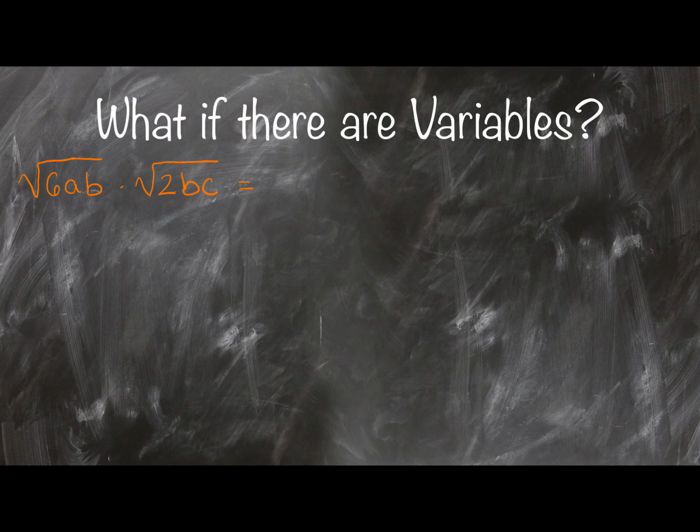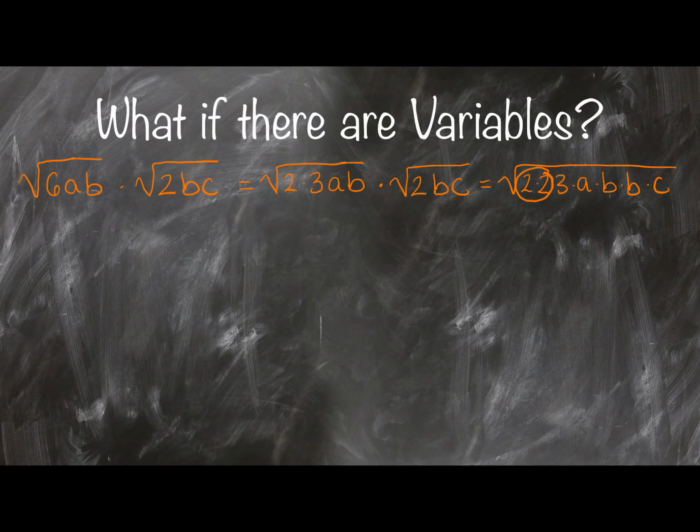Well, let's go ahead and make sure we have our prime factorizations. Now, prime factorizations don't apply as much to variables, but with numbers, they're really important. So we have the square root. What's the prime factorization of 6? 2 times 3, ab, times the square root of 2bc equals the square root of 2 times 2 times 3 times a times b times b times c. Whew, that was a long one.